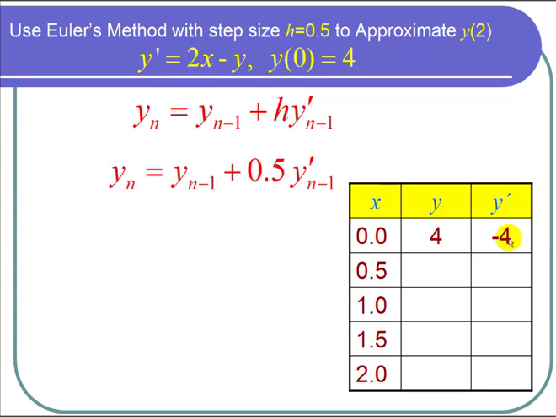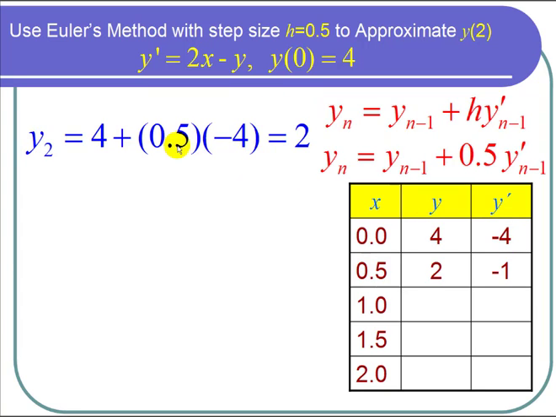And now let's find our new point. To find our new point, I plug in: I have my original y plus our step size 0.5 times our slope negative 4, and I get 2. So now I'm going to plug in 0.5 and 2 into our slope equation. And when I do that, I get 2 times a half is 1, minus 2 is negative 1, and that's our y prime, or our slope, for our next line segment.